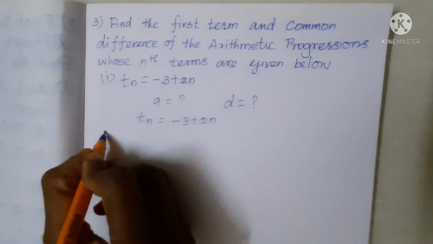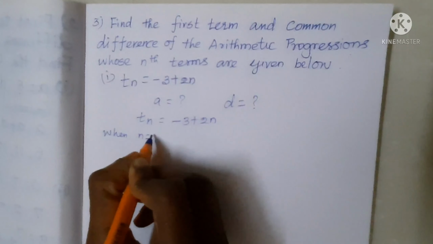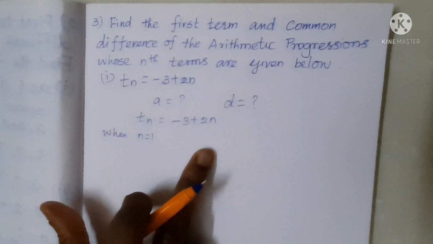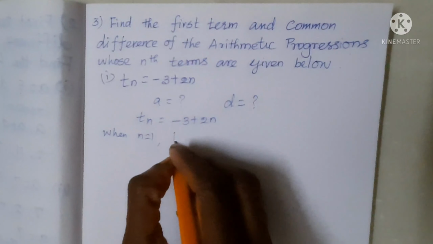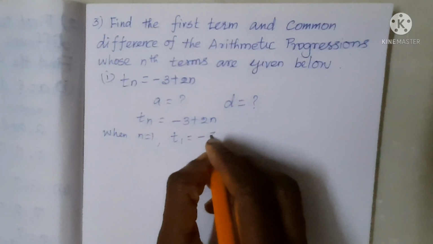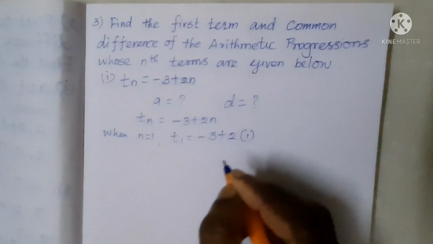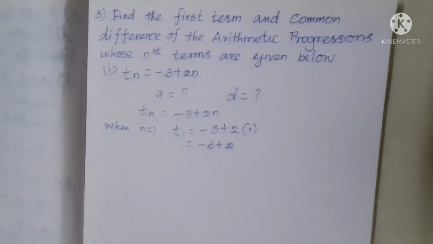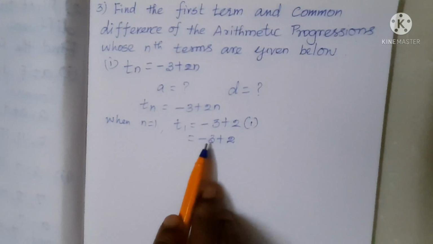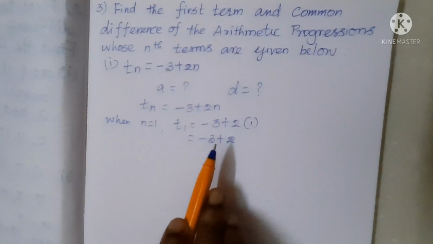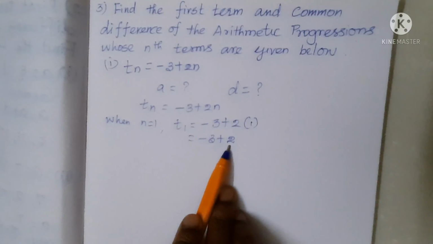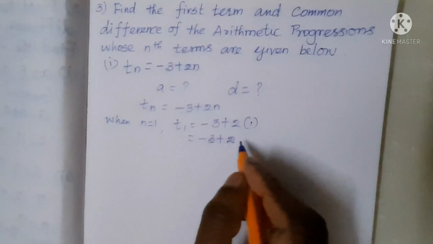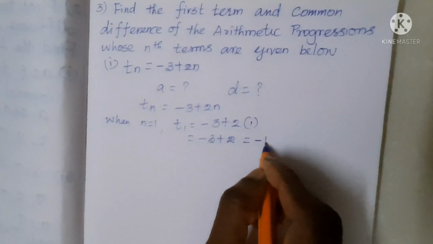So here when n is equal to 1, you substitute n is equal to 1, you will get the first term. So T1 is the first term. So n is equal to 1 means T1 is equal to minus 3 plus 2 into 1, that is minus 3 plus 2. Two numbers have different symbols, so you subtract the smaller from the biggest one and you write the biggest number's sign. So 3 is the biggest number. So 3 minus 2, that is 1. Biggest number has the minus sign, so you write minus 1.